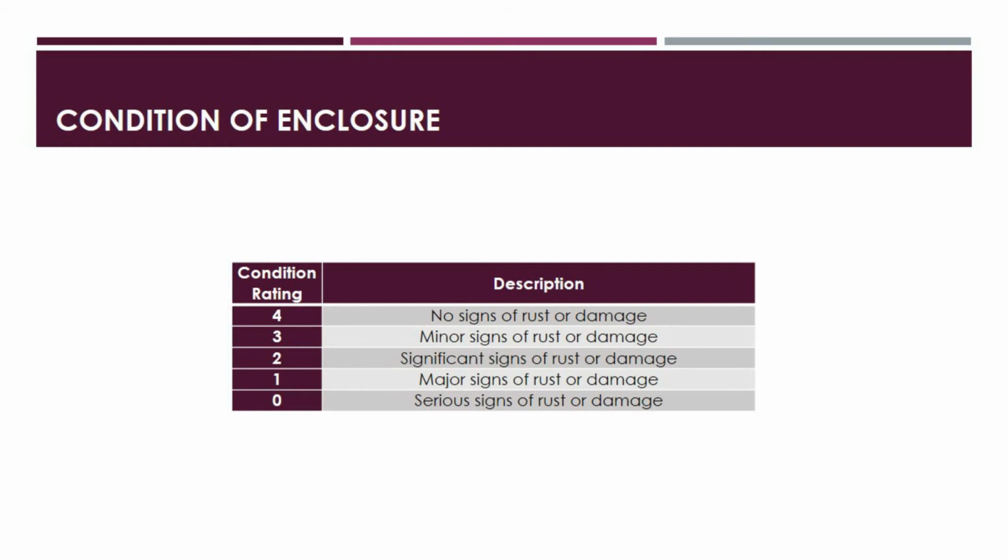For a rating of 2, there are going to be significant signs of either rust or damage on the enclosure due to corrosion or vehicle accidents. And for a rating of 1, there are major signs of rust or major damage on the enclosure due to corrosion or vehicle accidents. And lastly, for a rating of 0, there are serious signs of rust or very high damage on the enclosure due to corrosion or vehicle accidents.